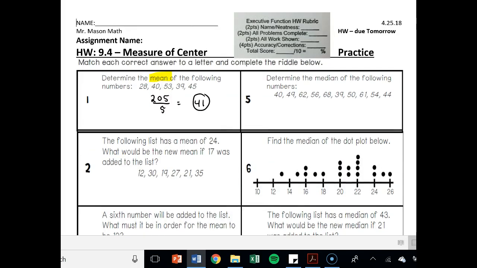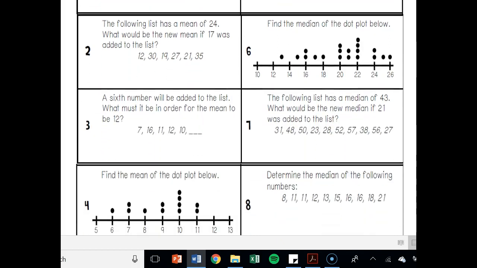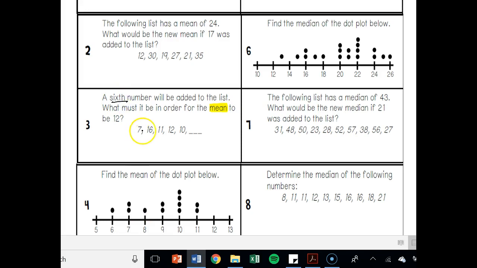Okay? Problem like number 3. It says a 6th number will be added to the list. What must it be in order to find the mean to be 12? So we've done this before. Again, we're working with mean, so we'll eventually divide. We'll be dividing by 6 because we have 1, 2, 3, 4, 5 numbers, but we're going to add a 6th number. We don't know what that number is supposed to be.